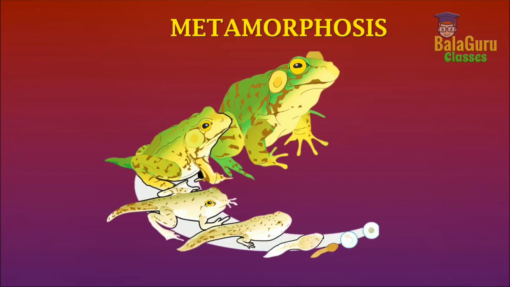So whatever the facts, reproduction is the main process which is performed by the living organisms to maintain their population on the earth, and also to maintain the balance in ecosystem, to maintain the biodiversity on the earth.